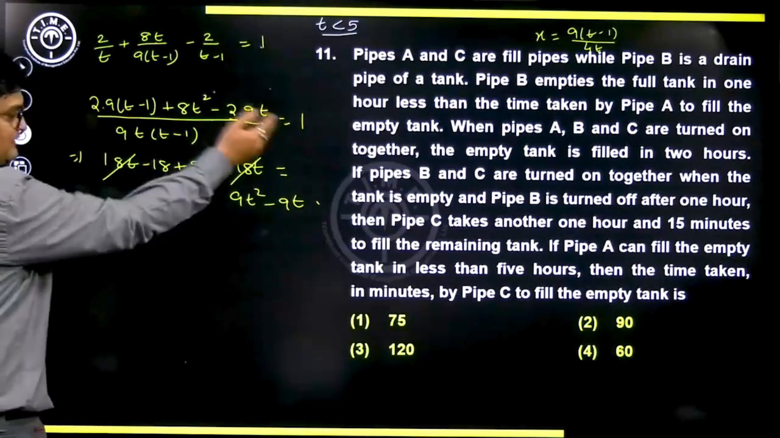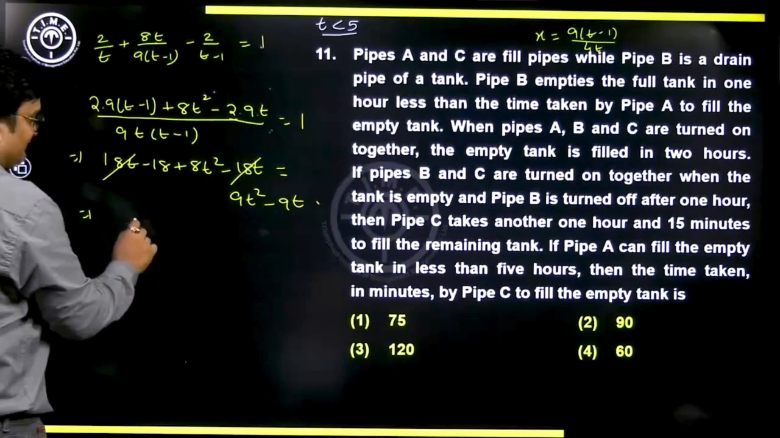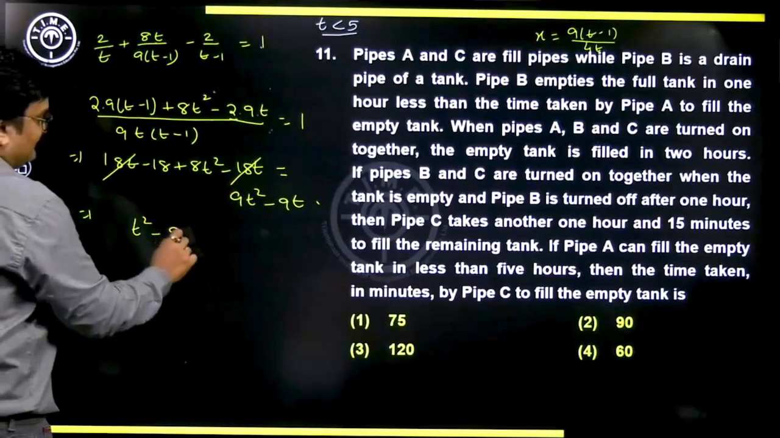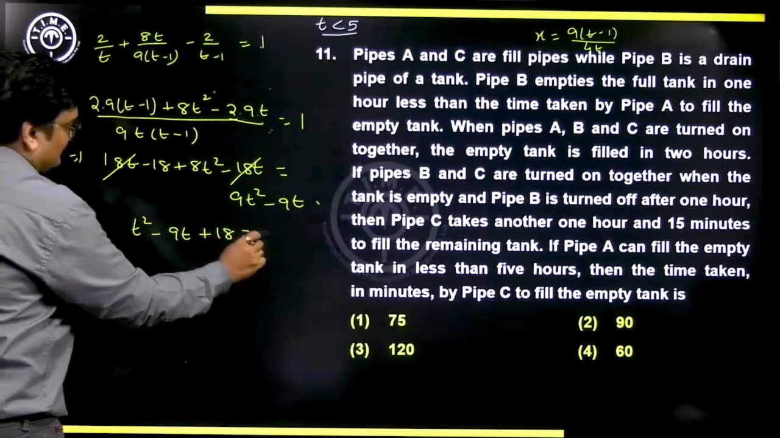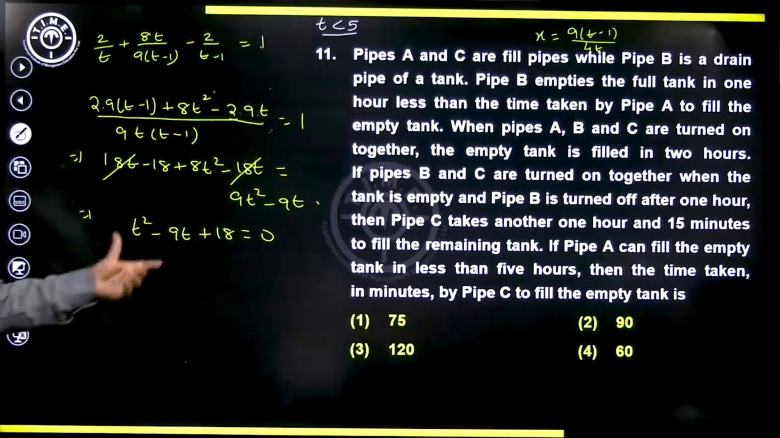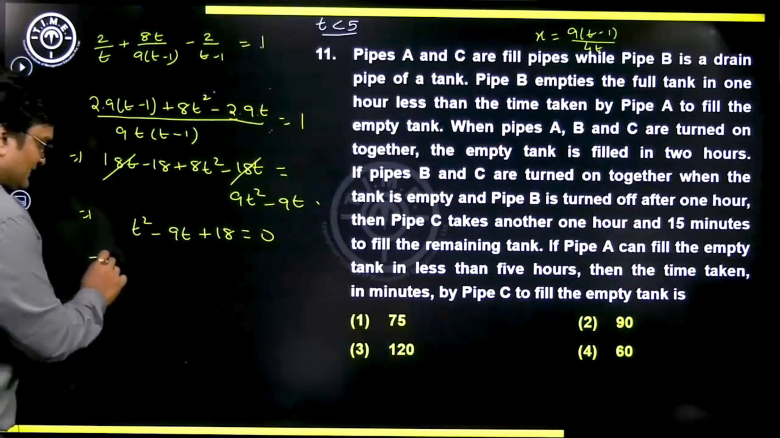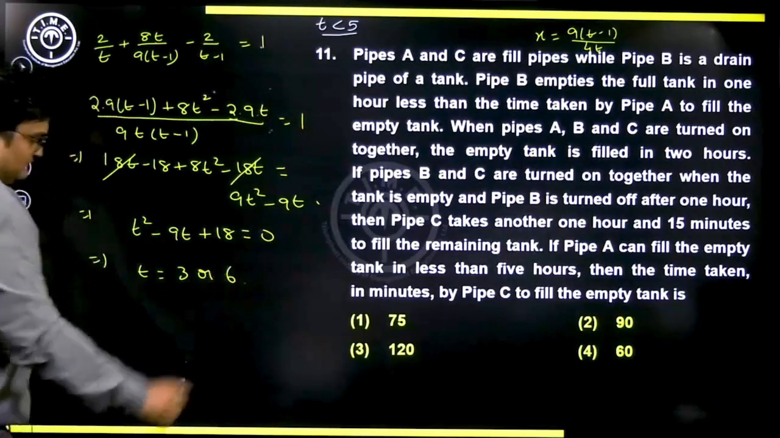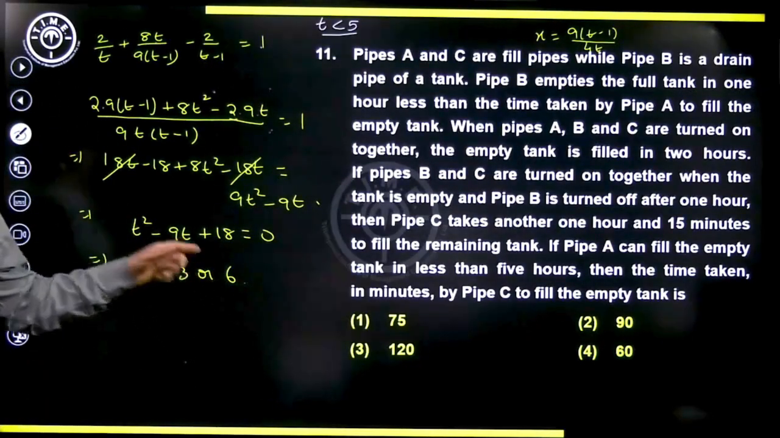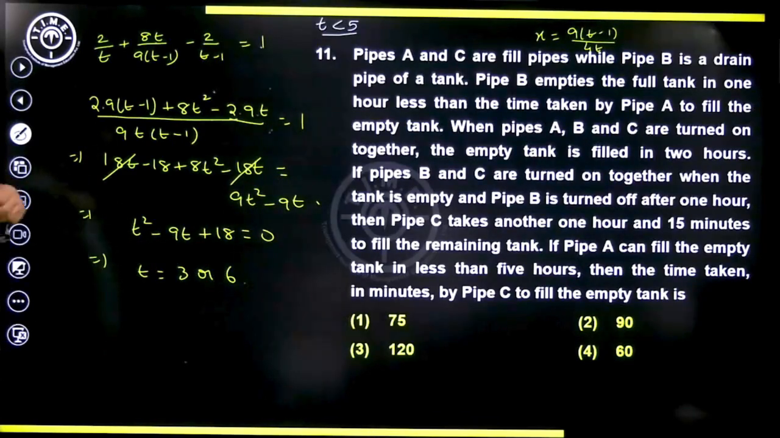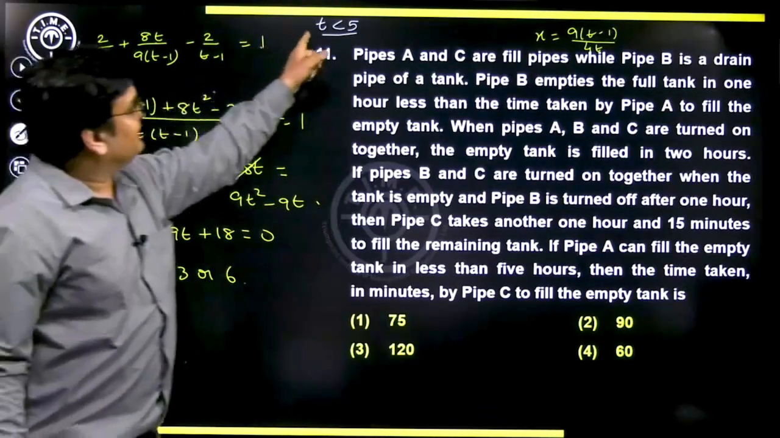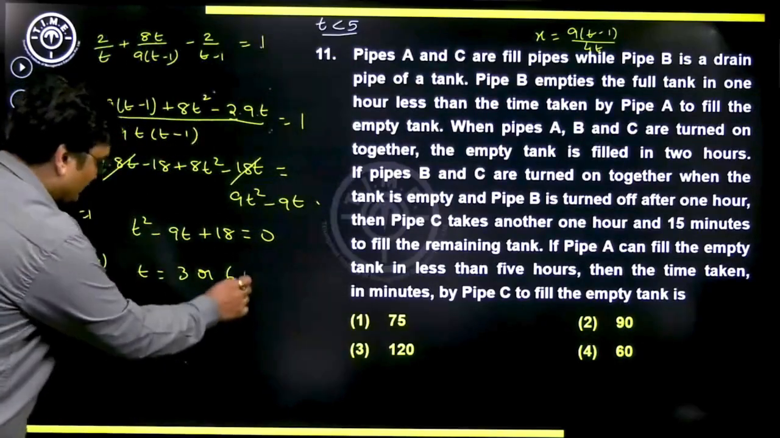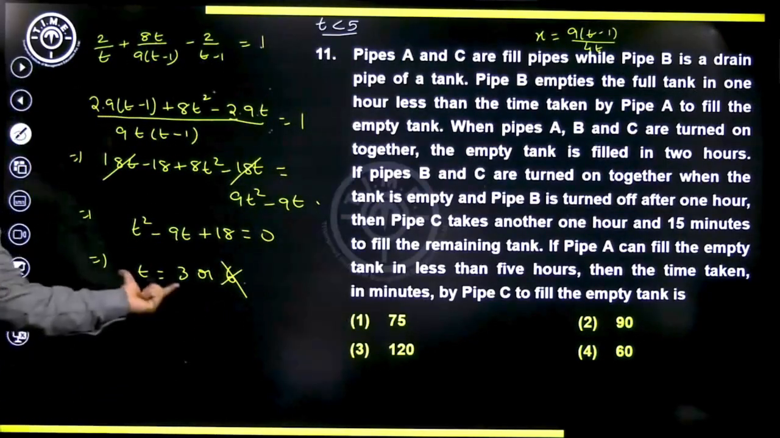So if we take all these terms on the other side, 9T square minus 8T square is T square minus 9T plus 18. So here we get the value of T. We get a quadratic, we can find the value of T. When you solve this, you get the value of T as 3 or 6. Now, somewhere it was given that T should be less than 5, and hence can I say T equal to 6 is not a valid value. So thus we have only one single value.